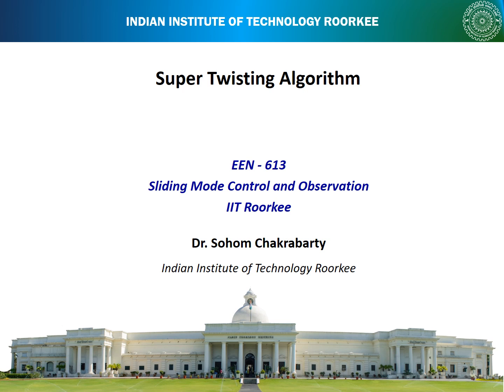However, in the super twisting algorithm, one major thing that we note is that it requires only information of the sliding variable, not the derivative of the sliding variable. So this is more powerful in that sense, as well as it automatically gives you a continuous control. So that is also something we will see in the super twisting algorithm. Anyway, so let us go ahead.